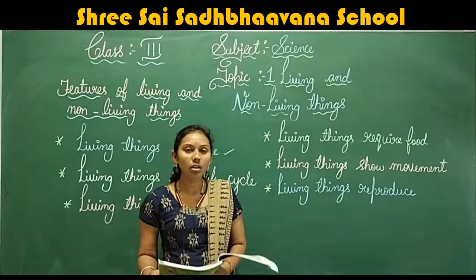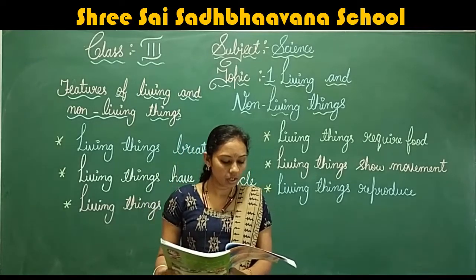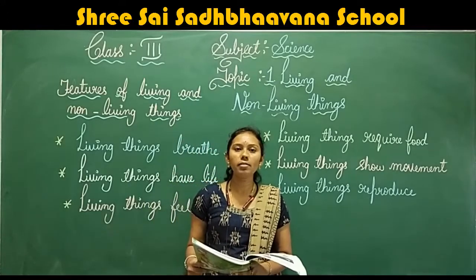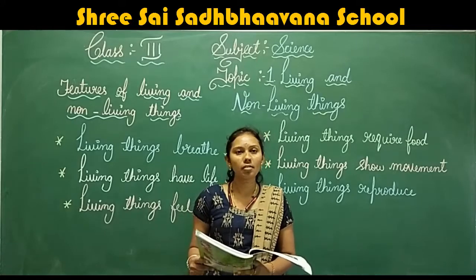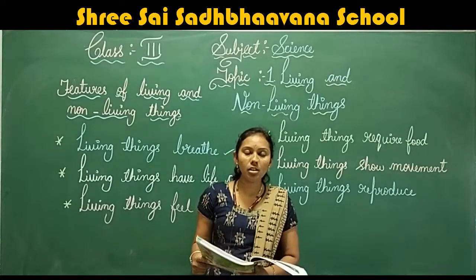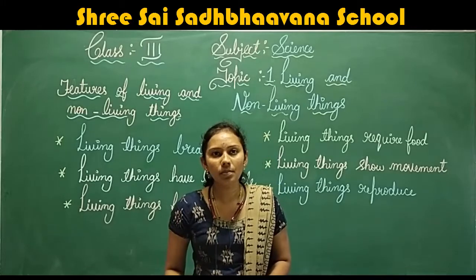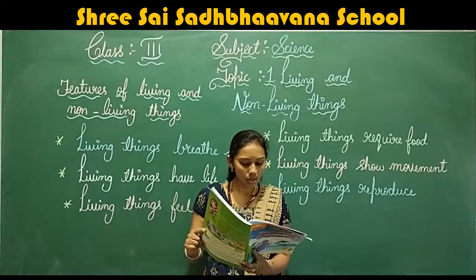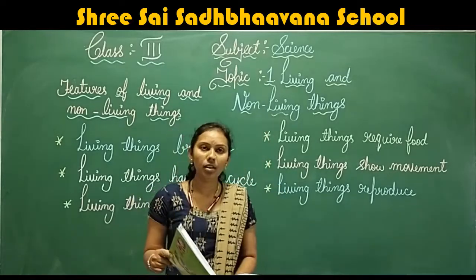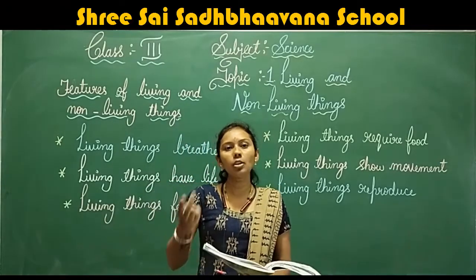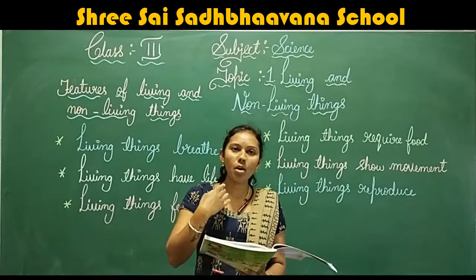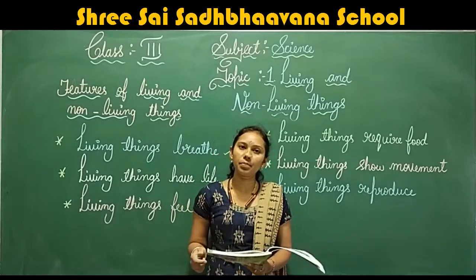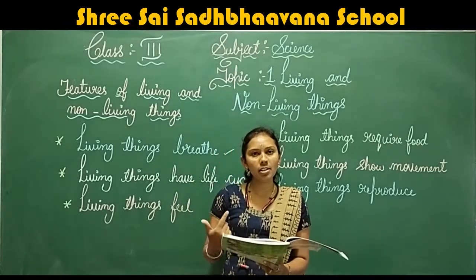See children, we are discussing the features of living things here. Living things breathe. Yes, we all breathe. All the living things breathe. Yes, children, we breathe in oxygen and we breathe out carbon dioxide. Right, children? We breathe through our nose, mouth, and lungs. We use these organs in the process of breathing. So, how does a fish breathe?